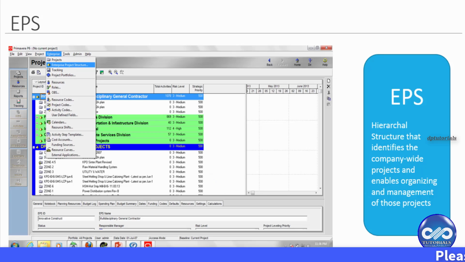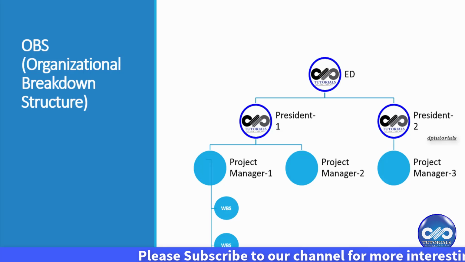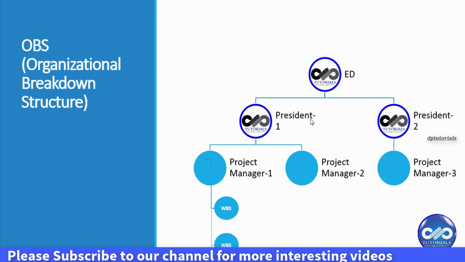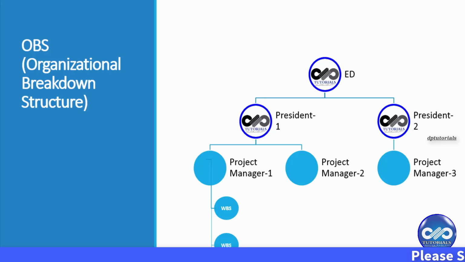And let's see what is OBS, Organizational Breakdown Structure. OBS represents management that is responsible at the EPS node or WBS node of any project structure. Any organization breakdown structure is a hierarchical arrangement of a project's management structure. The OBS is almost the same as a resource pool.